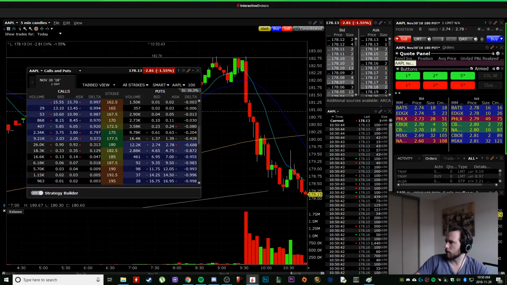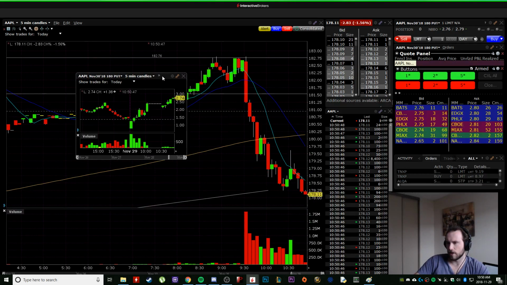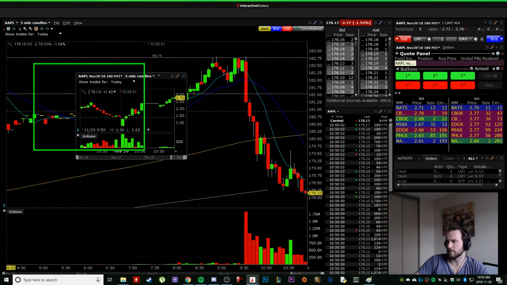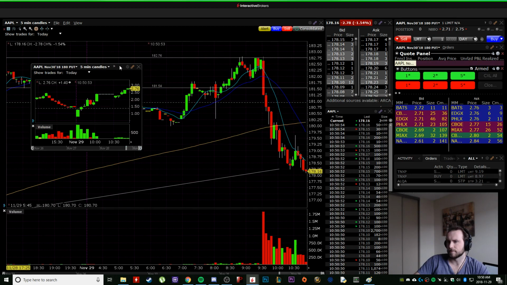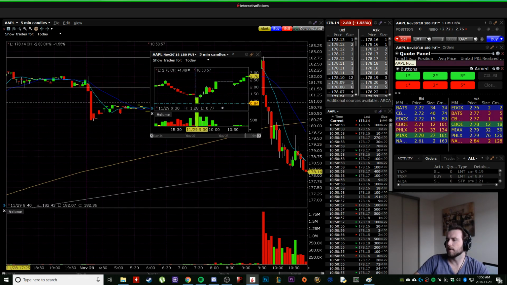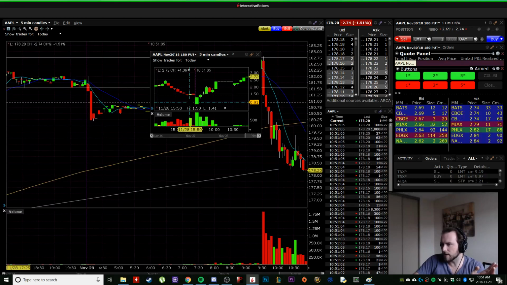So we'll look at that. I'll move this back over here. And then I'll move up the chart for the 180 puts. They started the day. So this is the 5-minute chart. At open, this is what it would look like. So at open, there's a low of 77 cents. Maybe you got filled at 90 cents. Let's just say 90 cents.